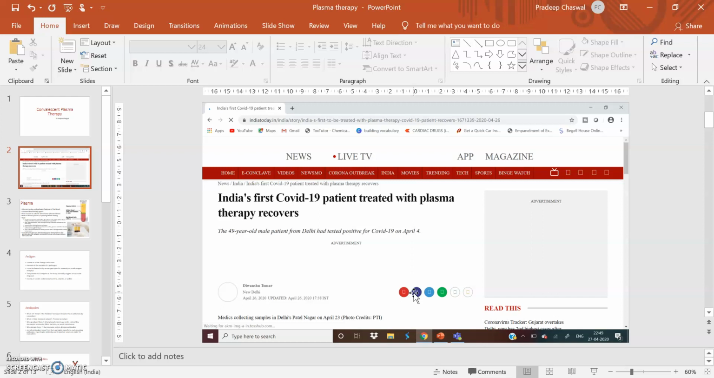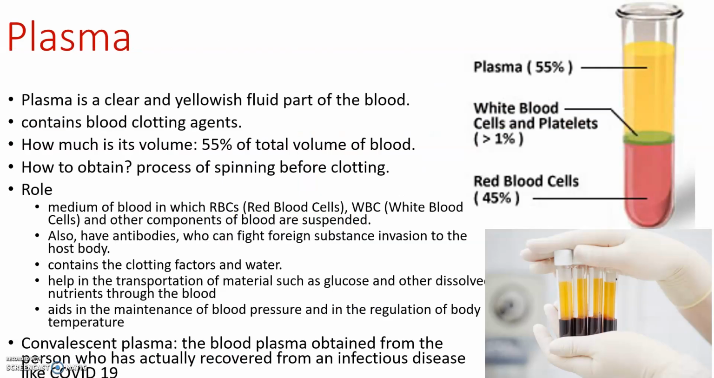Before that, you must understand the terms which are actually being used for this plasma therapy. The very first term is plasma. Plasma is nothing but a clear and yellowish fluid part of blood. As you can see in the figure on the right hand side, it mainly contains blood clotting agents, and if you want to know its volume, it occupies 55% of total volume of blood.